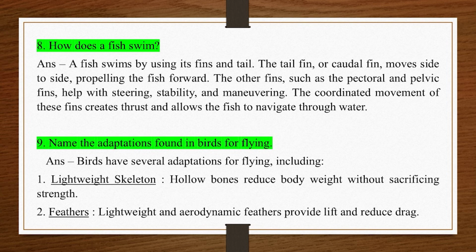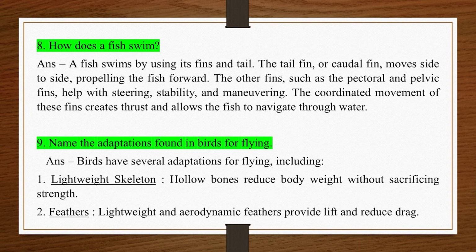8. How does a fish swim? Answer: A fish swims by using its fins and tail. The tail fin, or caudal fin, moves side to side, propelling the fish forward. The other fins, such as the pectoral and pelvic fins, help with steering, stability, and maneuvering. The coordinated movement of these fins creates thrust and allows the fish to navigate through water.